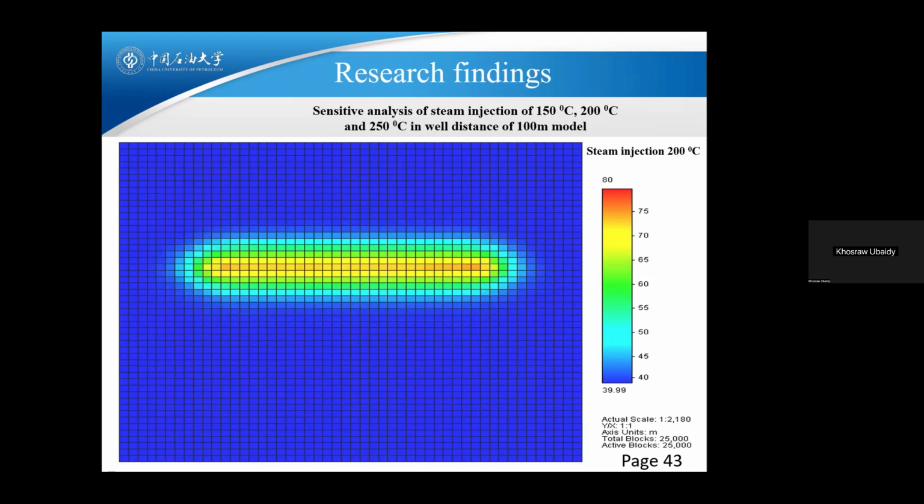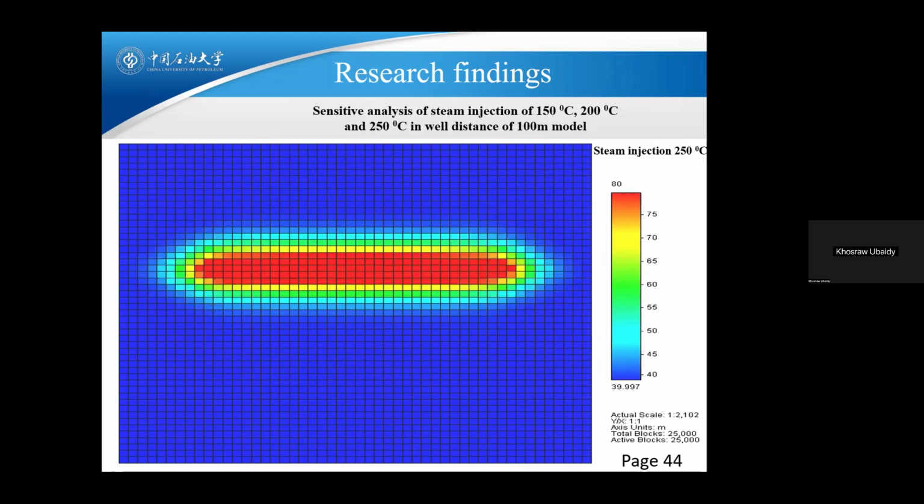Here is still the same 100-meter model with different injection. For steam injection of 200 degrees Celsius, we will see how it's distributed, and still it's okay, but it does not cover a big area of the reservoir. But here we can see that if we inject 250 degrees Celsius, the reservoir is clearly heated up with a huge amount of temperature.